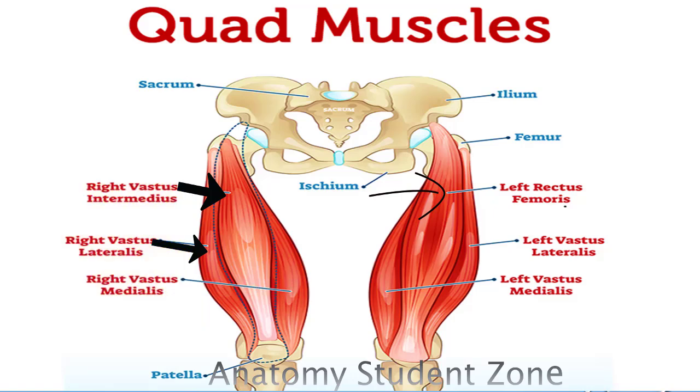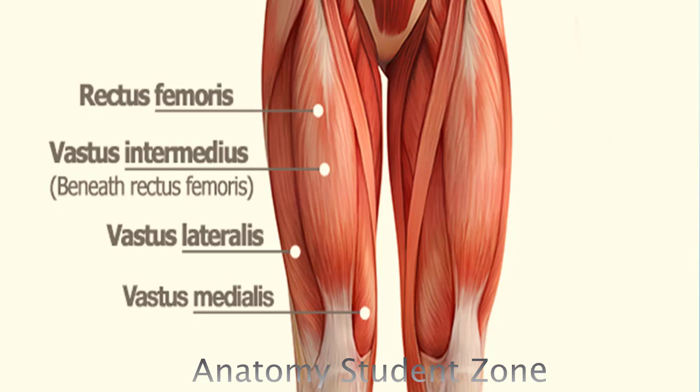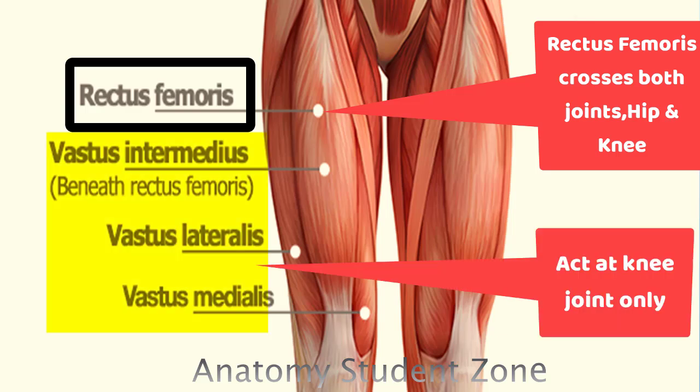Now you have to remember this point: out of all these four muscles, only the rectus femoris is going to cross both the hip joint and the knee joint, while the others cross only the knee joint. Of course all the muscles act at the knee joint, but just the rectus also acts at the hip joint. So only the rectus has its origin from the hip bone, because it also acts at that joint, while the other muscles take origin from the femur.